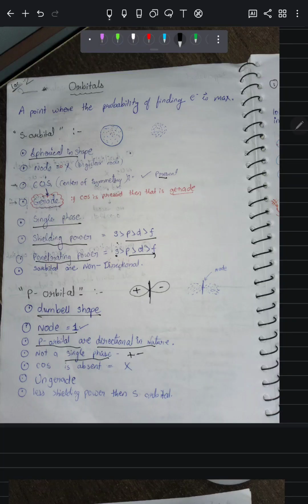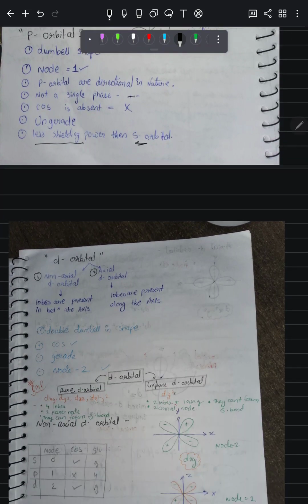Center of symmetry is absent, so inversion is absent here. If you go here, that is positive, and if you go here, it is negative. So there is no inversion in the orbital. Next, it is ungerade. If the center of symmetry is absent, it is ungerade. If it is present, then it is gerade. So these are the differences in those two. And it has less shielding power as compared to s orbitals. So these are some important points for p.